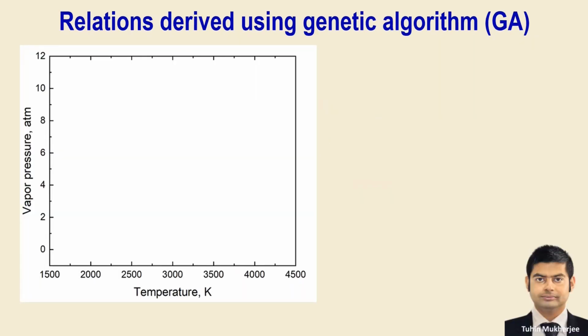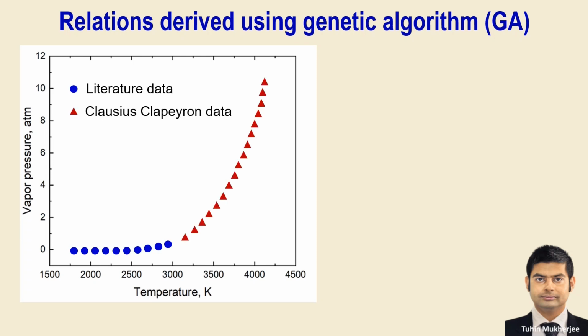In this research, for the first time, we have used a genetic algorithm to derive vapor pressure versus temperature relations. We took literature data at low temperatures. At high temperatures beyond the boiling point, we used data obtained from the Clausius Clapeyron equation. Then we use a genetic algorithm to fit these data, as you can see here. This fitting is nonlinear as shown here.